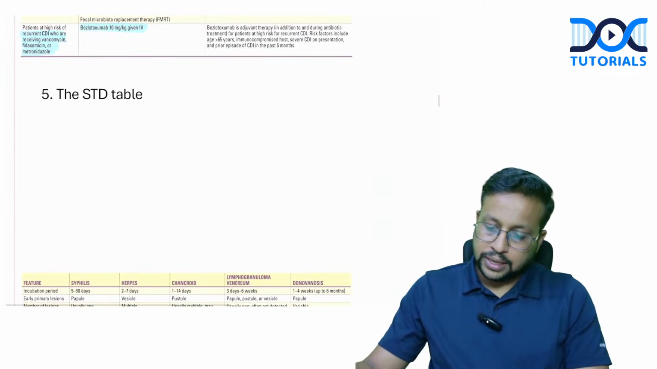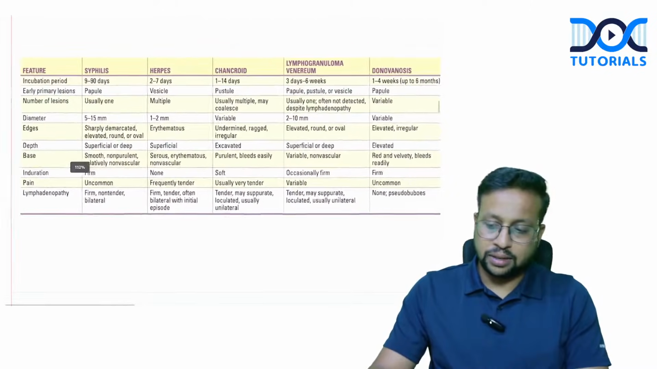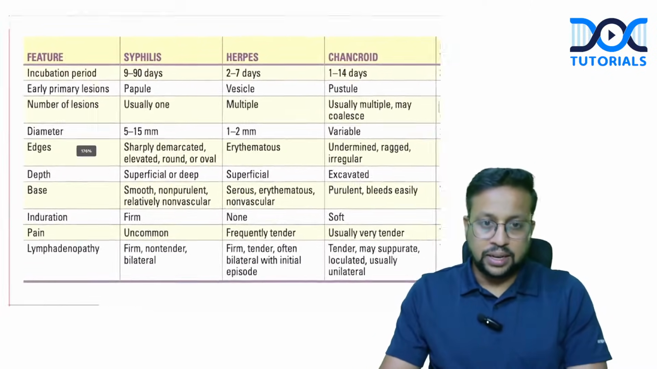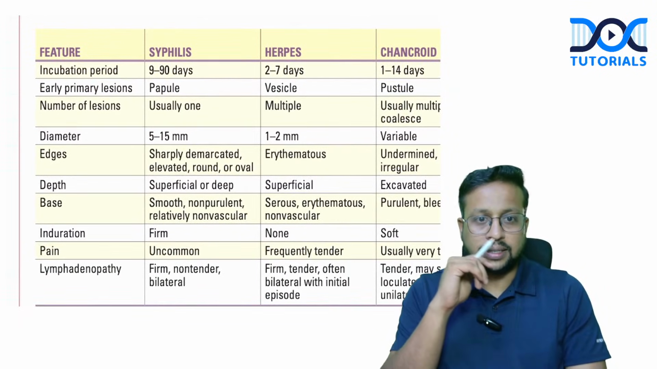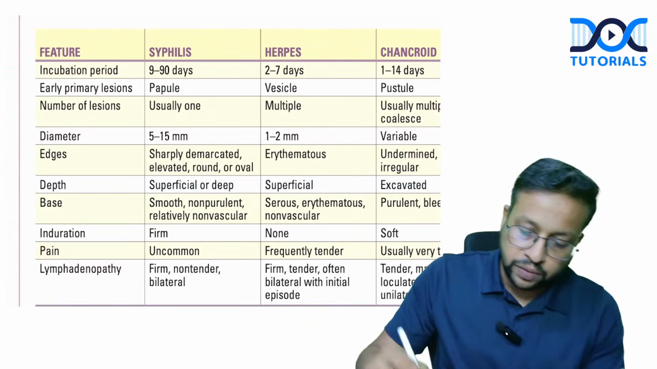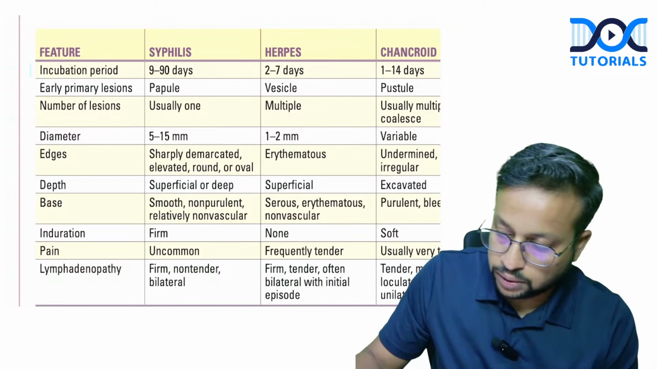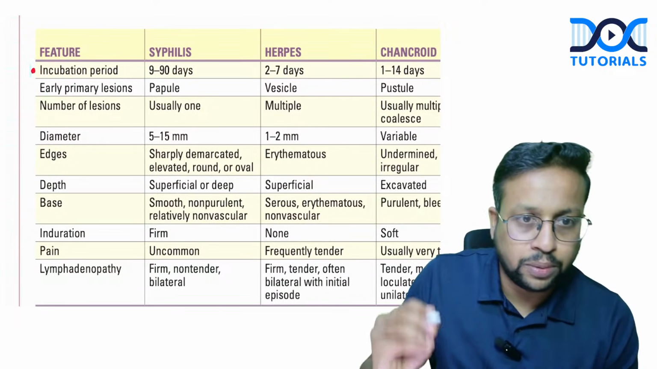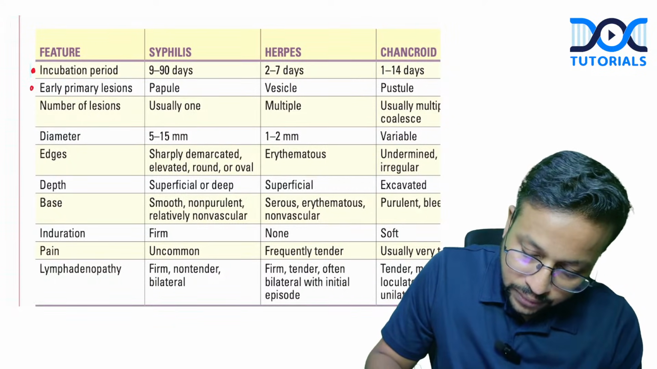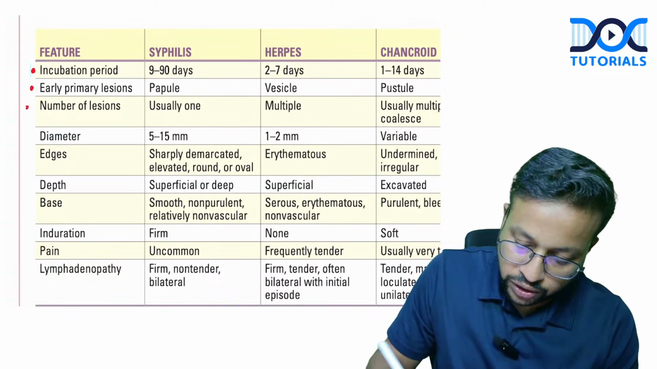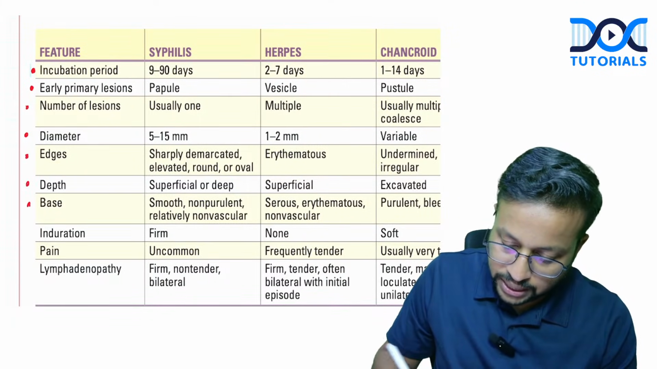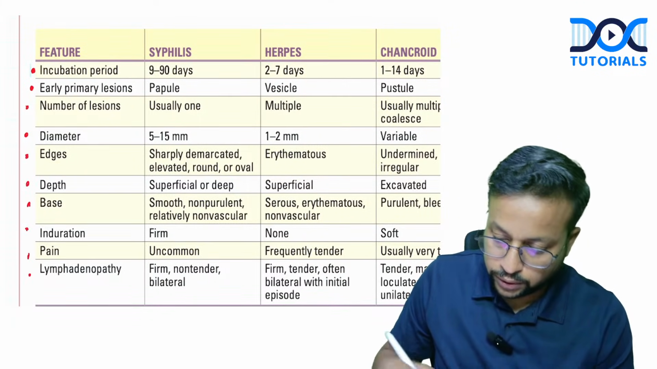The fifth is the STD table. Now this is a very common question that is often asked. Even in the last NEET SS there was a question. So they have given you the incubation period of the various sexually transmitted diseases. This is a very important table: incubation period, what are the early lesions, number of lesions, the size of the lesions, the edges, the depth, the base, induration, pain, and lymphadenopathy.